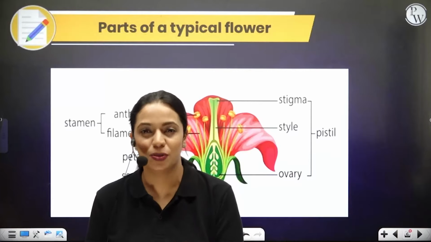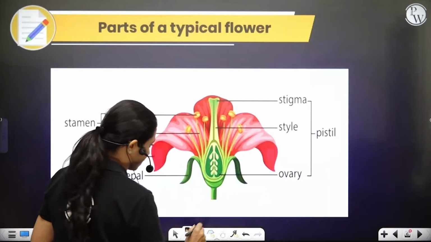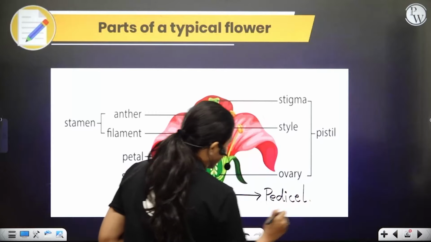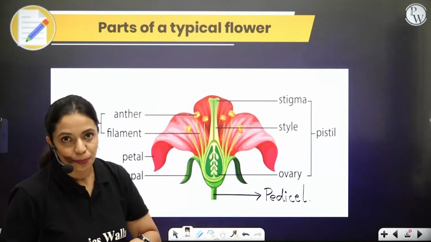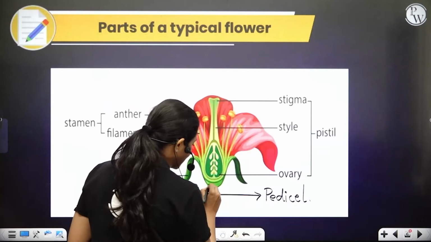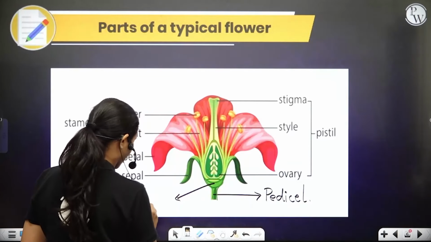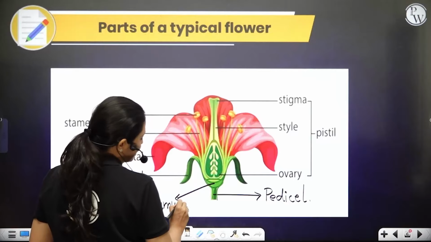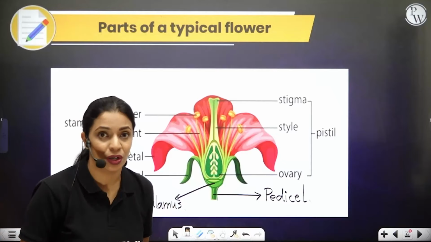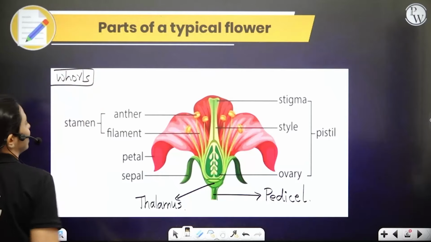So when you take a typical angiosperm, it has a couple of parts. The stalk of the flower is called the pedicel, right? At one end of the pedicel, it is attached to the plant. On the other end, it will have a broad base-like structure, which we call the thalamus. On this thalamus, several floral parts will be arranged in concentric circles, which we call whorls. Okay, it's called whorls.